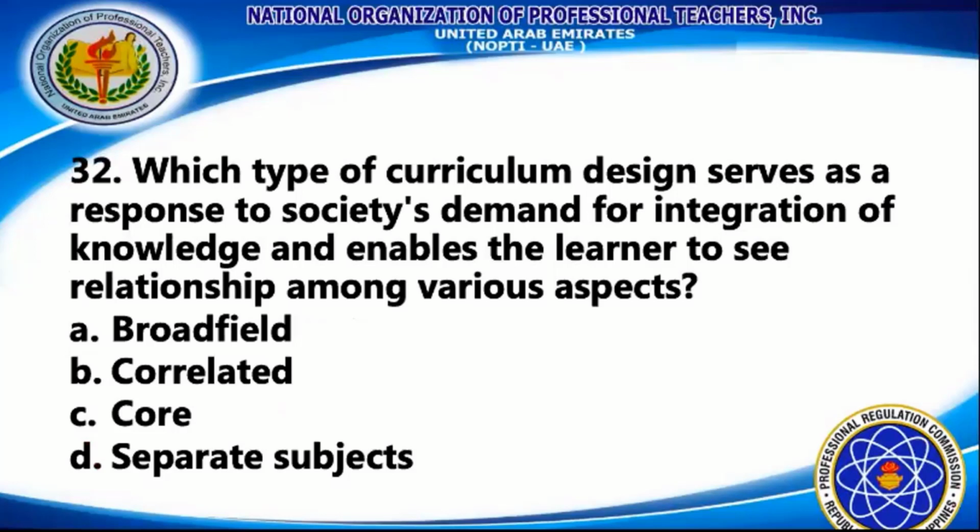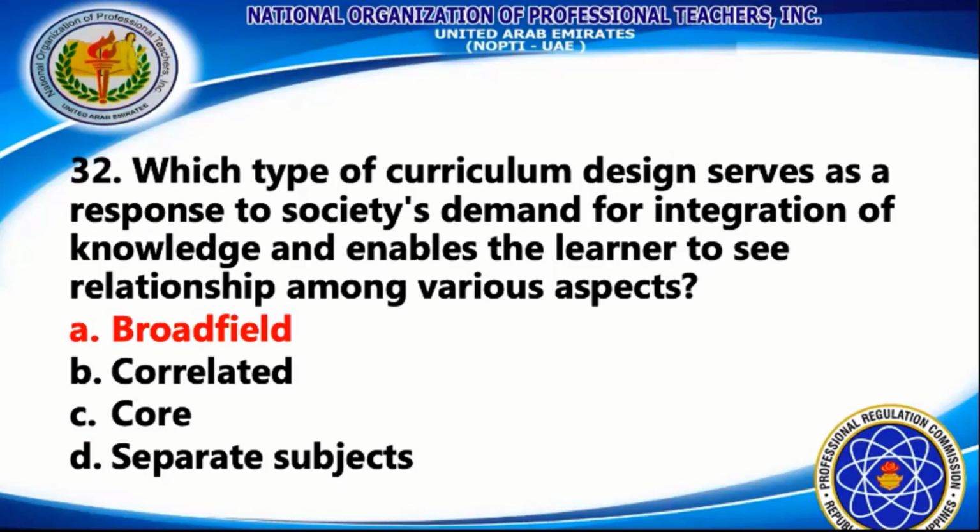32. Which type of curriculum design serves as a response to society's demand for integration of knowledge and enables the learner to see relationships among various aspects? Broad field, correlated, core, or separate subject? O, yung correlated, diba? Broad field. So, let's see, letter A, broad field. Yeah. Pag broad field kasi, eto na yung sinasabi na response to society's demand.